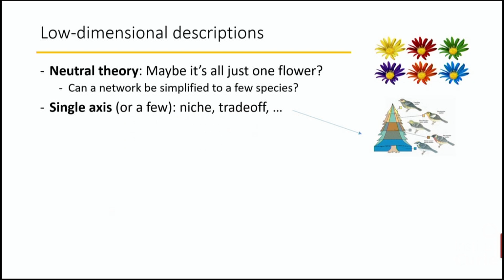Another family of simplifications is what I call here single axis. That's just a name I made up, or a few axes. For example, a niche trait or some other trade-off, birds that like to live at different heights in the tree, and many examples like that. Species that have more offspring or invest more in their offspring, things like that.